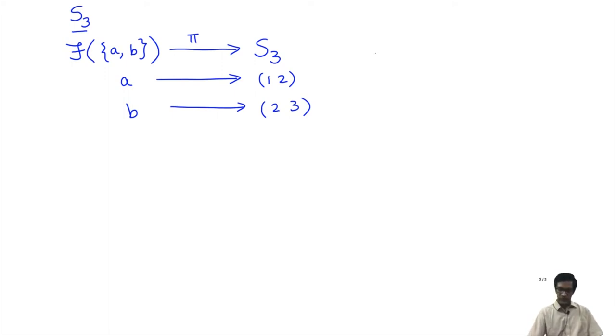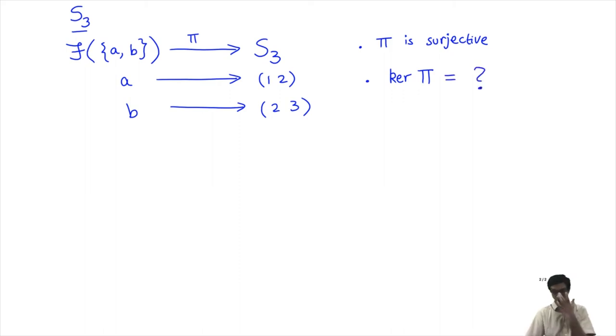We said a few things about pi. So, pi is an onto map, it's surjective. Why is that? Because (1 2) and (2 3) together generate the group S3. That's one. Now, what we want to do really when we say generators and relations, the word relations is really something to do with the kernel of pi. So, what we want to do is to understand what the kernel of this homomorphism looks like.